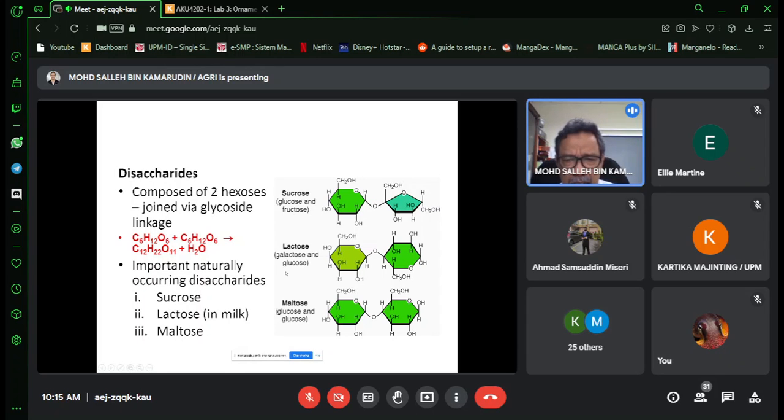And then we have lactose. This is commonly found in milk. Some people might have a problem digesting lactose. My daughter is one of them who has a problem digesting the lactose in milk. Lactose is a combination of galactose and glucose.